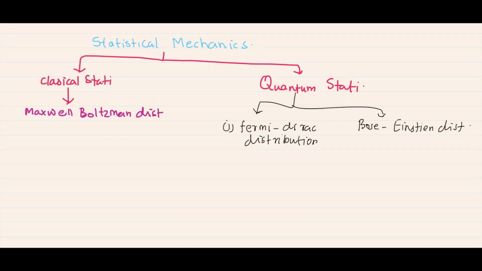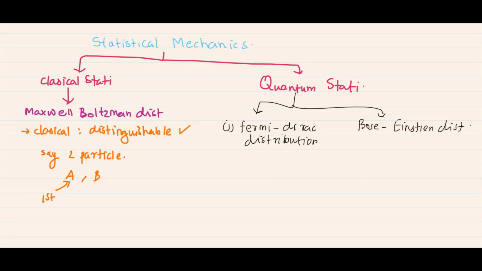Here we deal with classical particles. Classical particles are distinguishable. So what do we mean by distinguishable? It simply means we can distinguish these particles. For example, if two particles are there in the system, then we can label them A and B: A as the first particle and B as the second particle. That is what is meant by distinguishable particles.